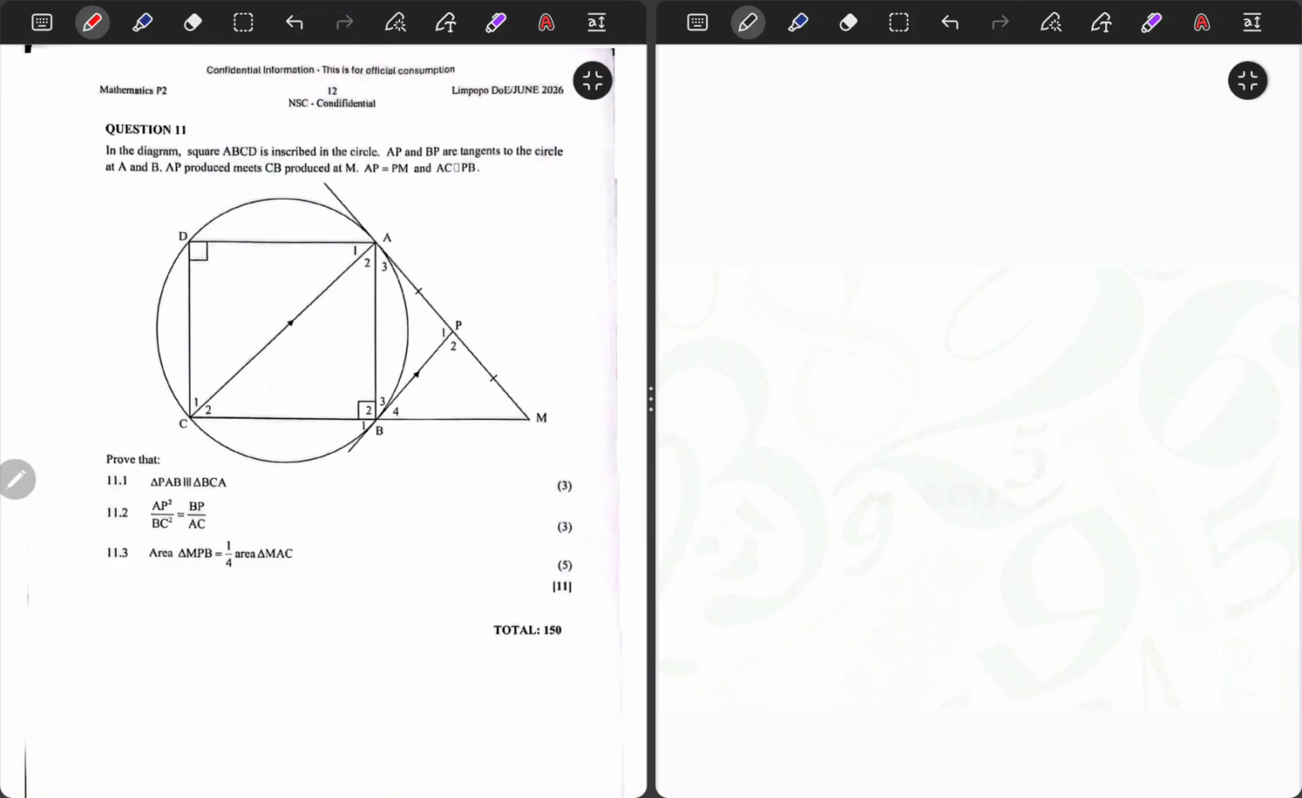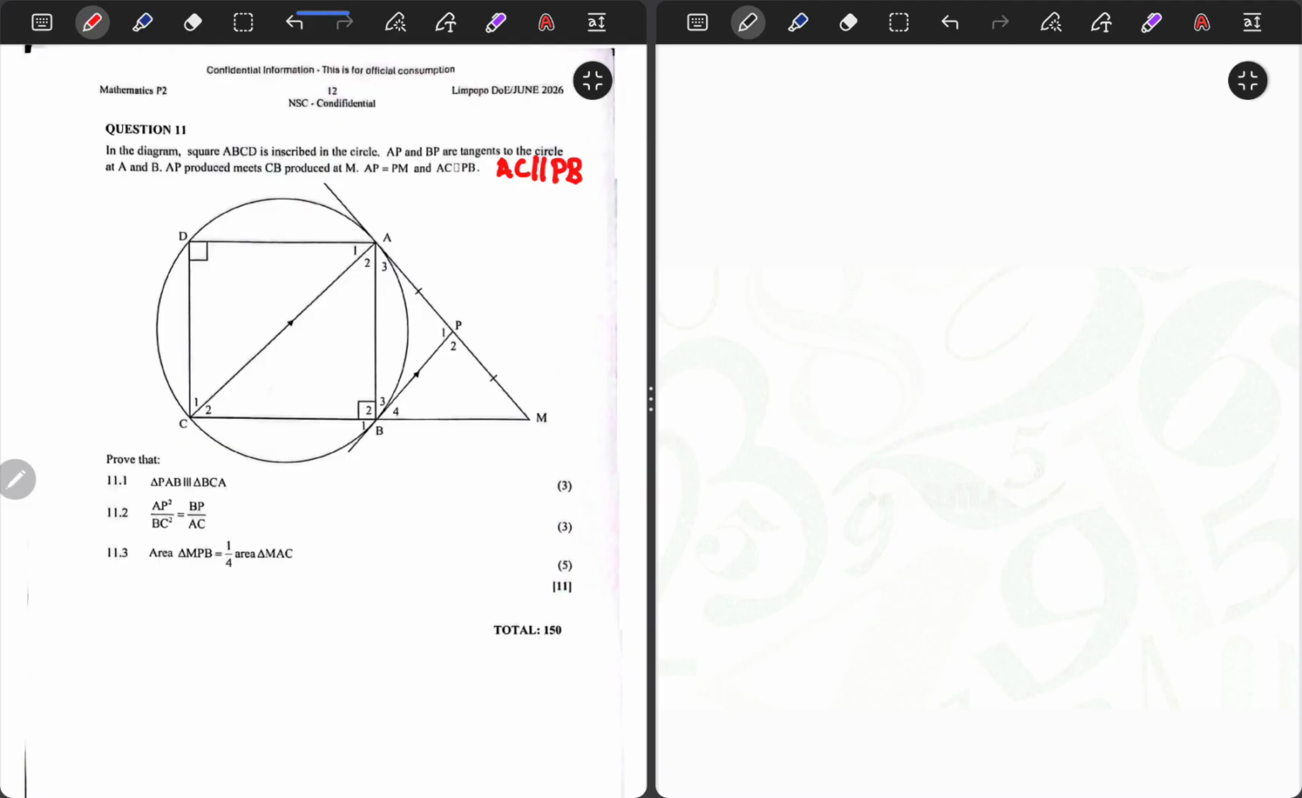Now, AP produced meets CB at M. We are given that AP equals PM, and that is also equal to BP. So AC is parallel to PB.